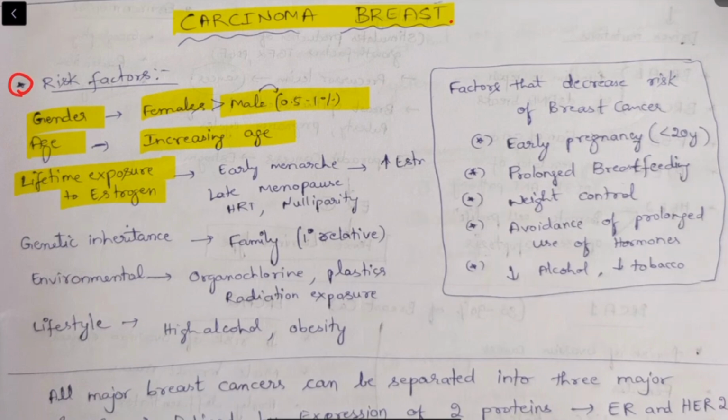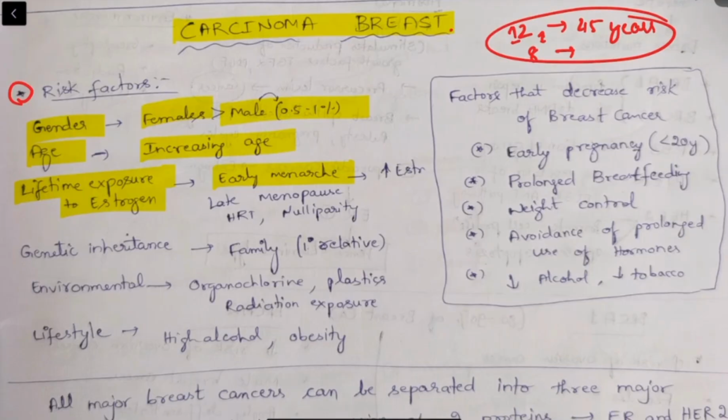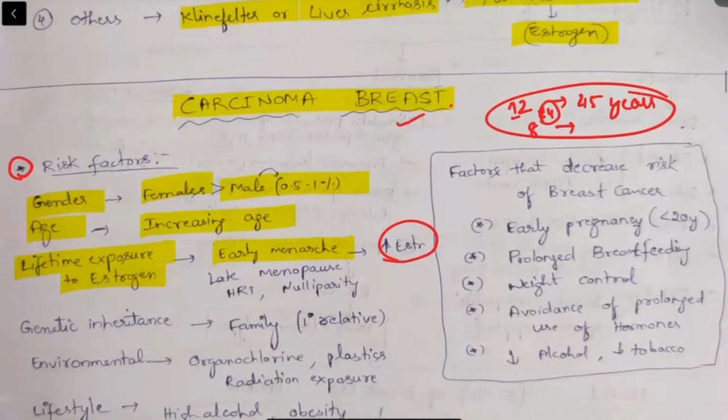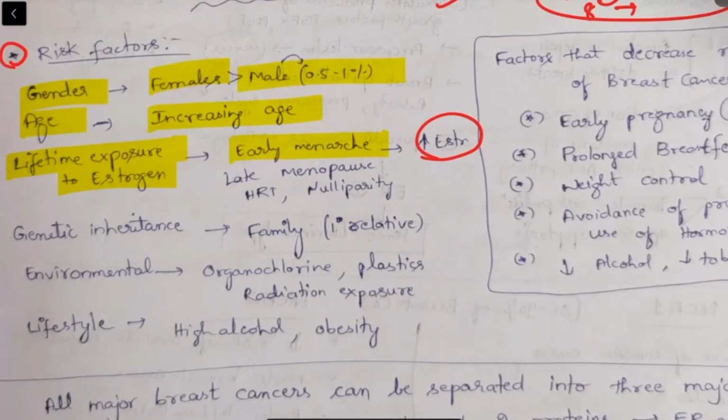So lifetime exposure to estrogen will depend upon if she has had early menarche. Let us take that the reproductive period is normally 12 to 45 years. If she has attained puberty at 8 years of age, then there are 4 more years. So for 4 more years she will be exposed to estrogen. Because of that reason there is a risk of developing carcinoma of breast. Other than that, late menopause. Suppose she has attained puberty at 12 years but she hasn't attained menopause till 50 years. So again there is an increase of 5 years. Because of this 5-year increase there will be increased estrogen exposure. Because of that again she can develop carcinoma of the breast.